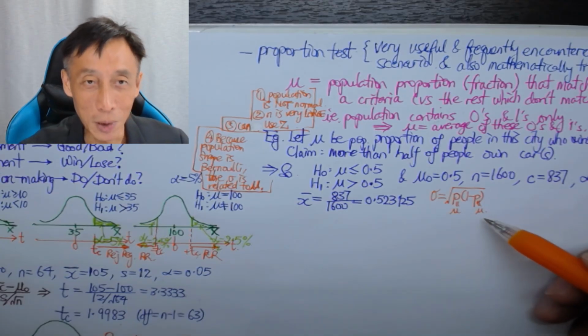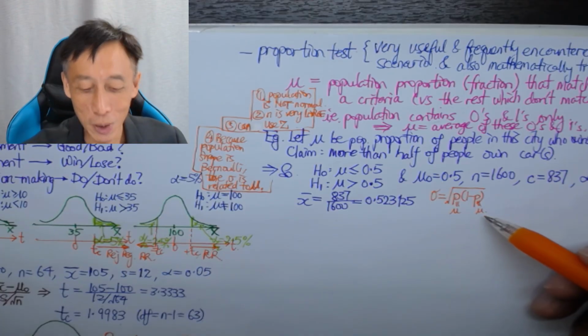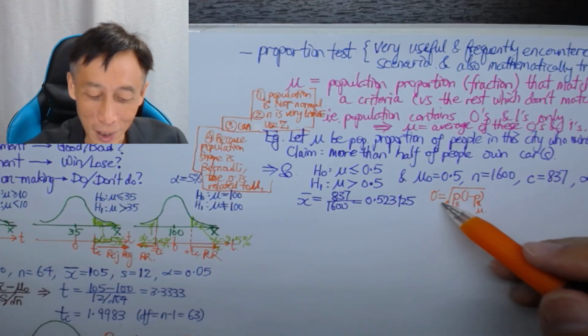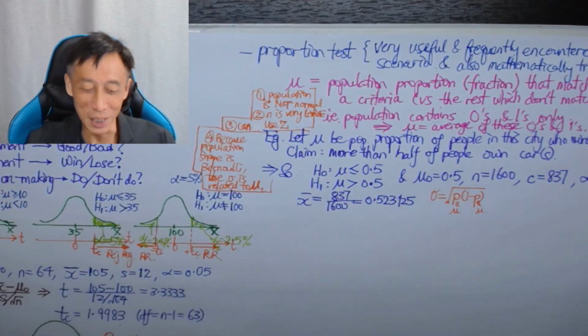But what is mu? Because we are testing mu. So how do we know mu? If we don't know mu, we don't know sigma, and so we cannot calculate the z test statistic. Then what do you mean by can use z? We simply cannot use that.